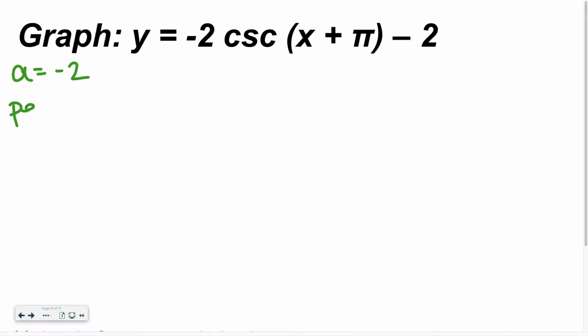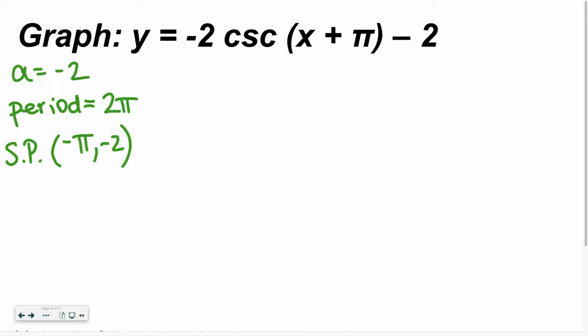Okay. Now, we do need to calculate the period the same way we would for a sine or cosine graph. So if our B value is 1, our period's 2 pi. Same thing, we still need a starting point. Our starting point is still going to be C over B, comma D. Remember, this is a negative pi because it's Bx minus C.